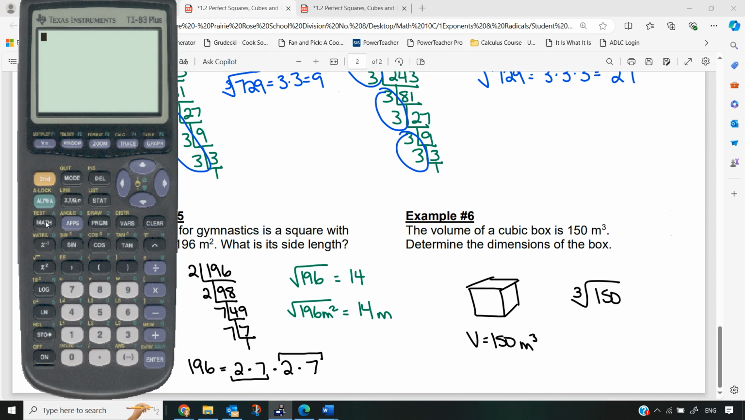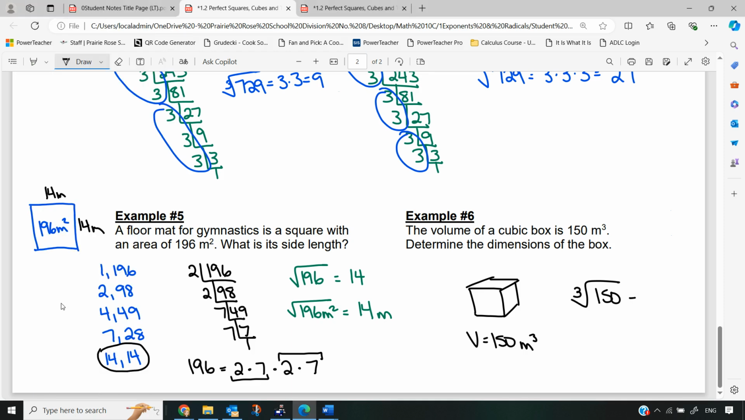So on my calculator, I can find the cube root of 150, which is 5.3. And again, if I'm cube rooting meters cubed, that's going to leave me with meters. So the cube root of 150 is 5.3. So the dimensions of the box are 5.3 by 5.3 by 5.3 meters.